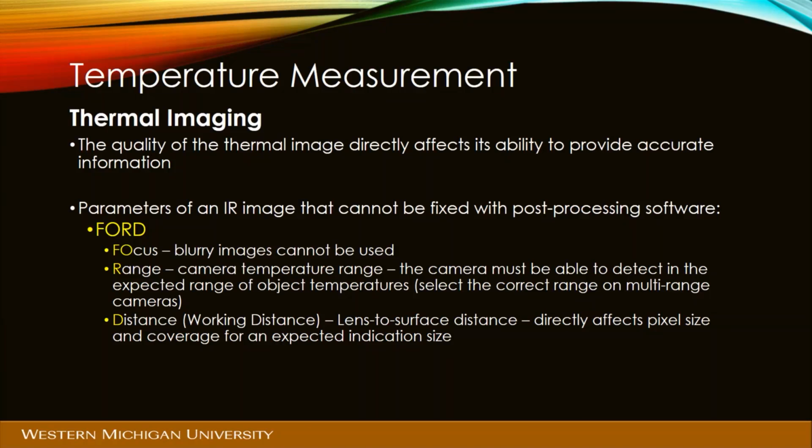This is where that FORWARD acronym comes into play. So focus: blurry images can't be used. No way to fix it. Your image must be in focus. Range: make sure you use the proper temperature range on the camera. It must be able to detect in the expected range. Correct range on multi-range cameras. Both our cameras are multi-range. The E95 has 3 ranges. The Clear One Pro is a dual range.